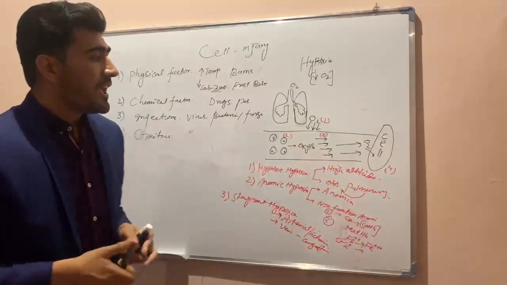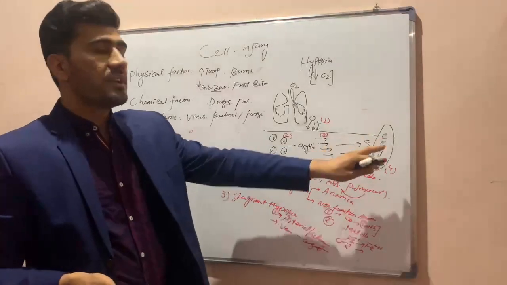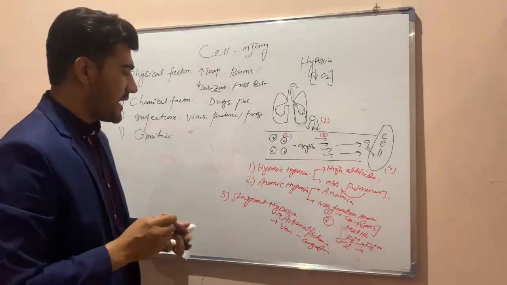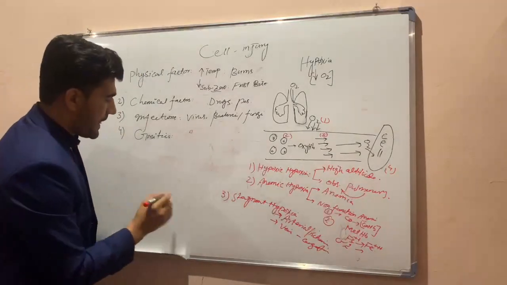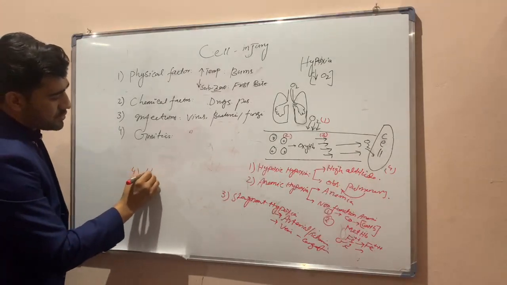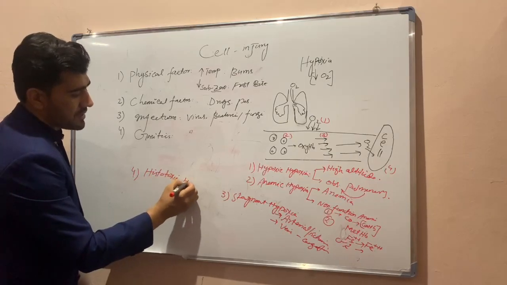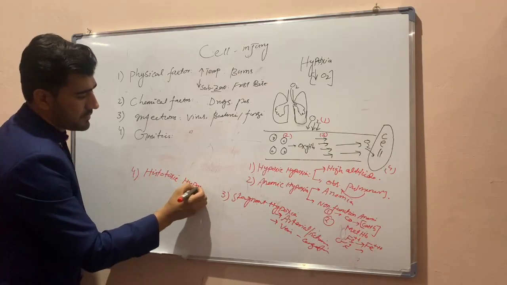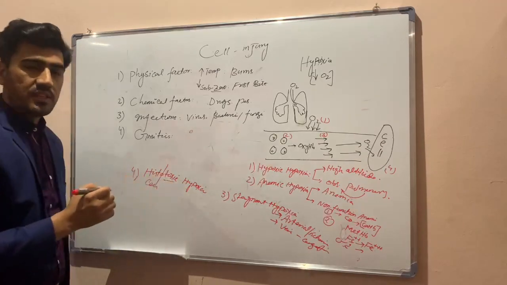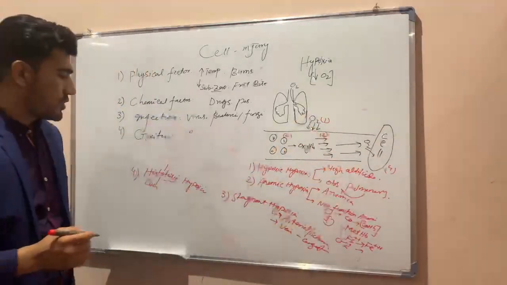And number four, if a sufficient amount of oxygen is carried by the blood but it is not utilized by the cell, this condition is called histotoxic hypoxia. Histo means cell and toxic means toxicity. If there is toxicity to the cell, it is called histotoxic hypoxia.